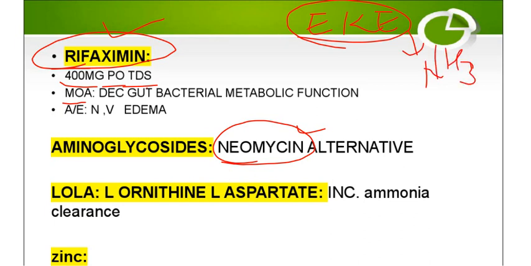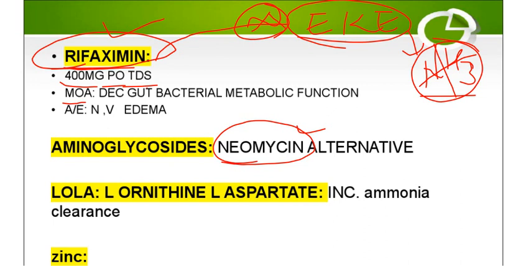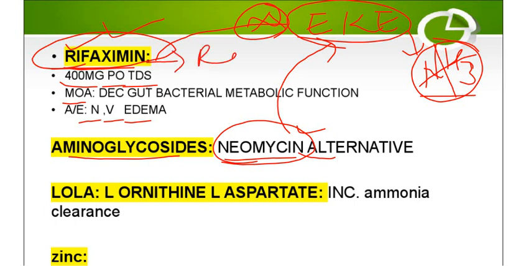Now what rifaximin does, it kills those bacteria. When these bacteria are killed, the production of ammonia is decreased, so that leads to a low level of ammonia in the blood. That is the mechanism of action of rifaximin, and its adverse effects are nausea, vomiting and edema. Aminoglycosides like neomycin have a similar action, but rifaximin is actually a derivative of rifampin, which is an anti-TB drug.